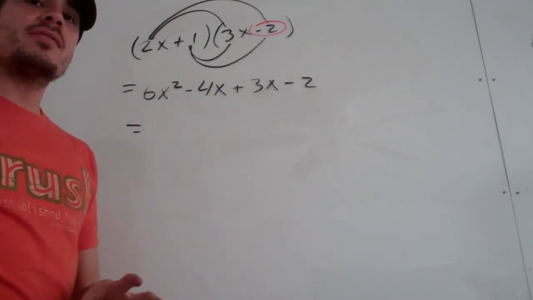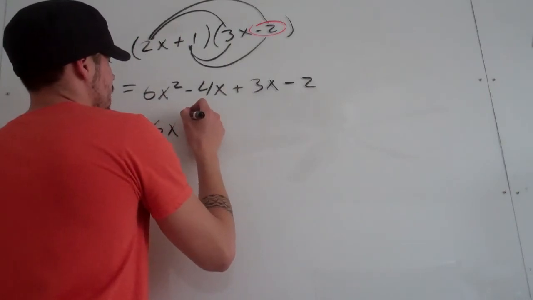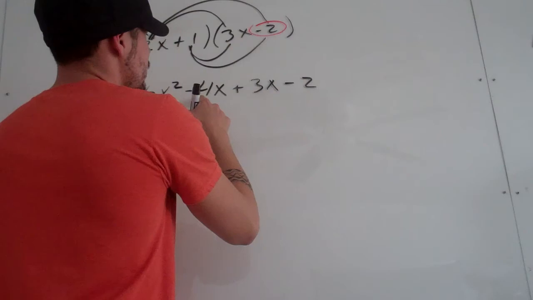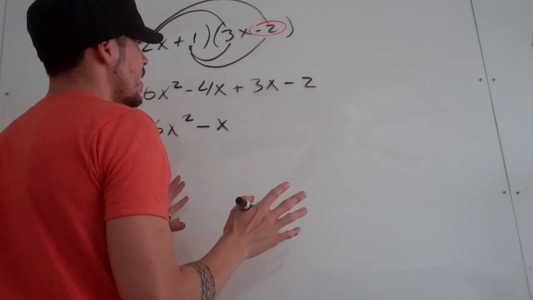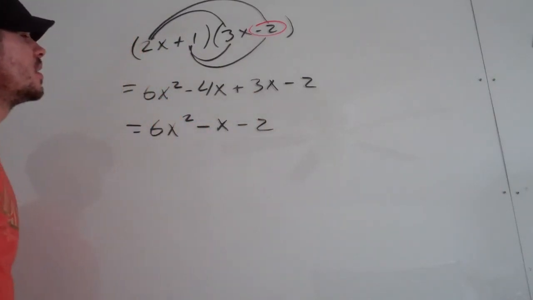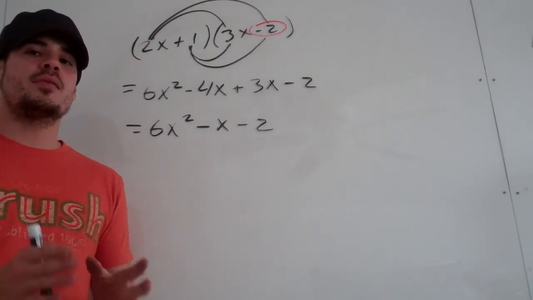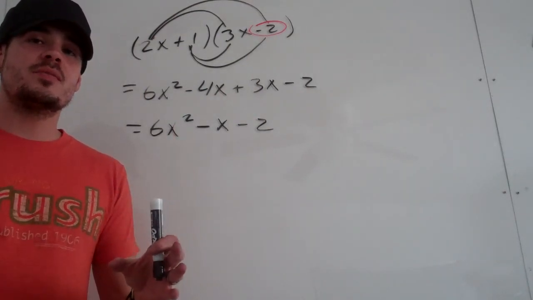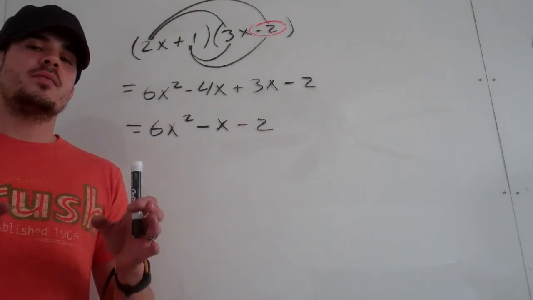Now let's finish it off by simplifying. So I have this term, 6x squared, and then negative 4x plus 3x is negative x, or just negative 1x, and then minus 2. So that's all there is to the FOIL method. I mean, you can follow it out religiously, first, inner, outer, last, or you can just remember that when you have two sets of parentheses, make sure that everything within those parentheses gets multiplied.